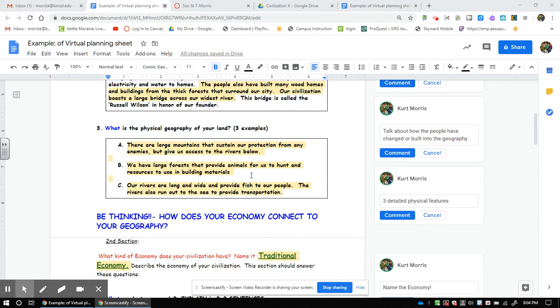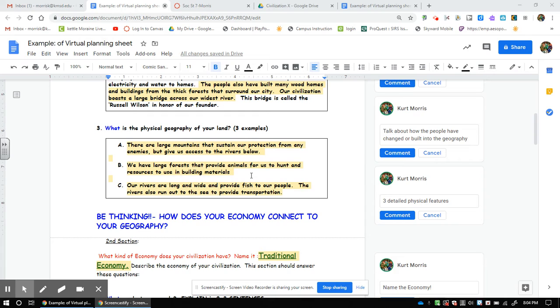Now, if you remember last year, this sounds a lot like Rome. Rome was built in mountains and hills, and Rome had access to the river, the Tiber River that took them out to the sea. So I kind of based my geography on Rome, ancient Rome.